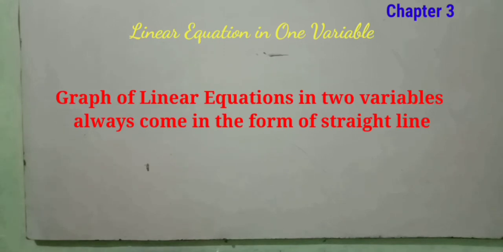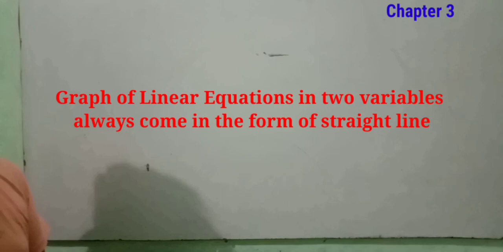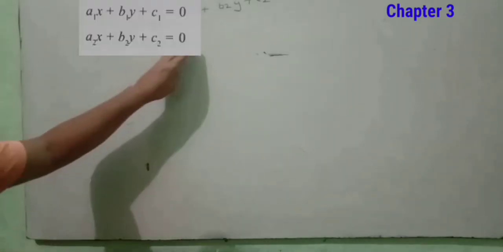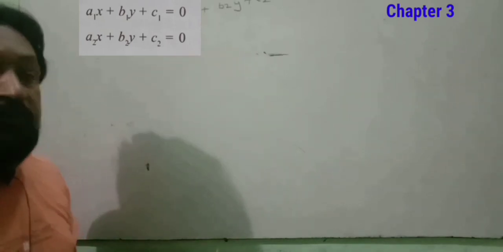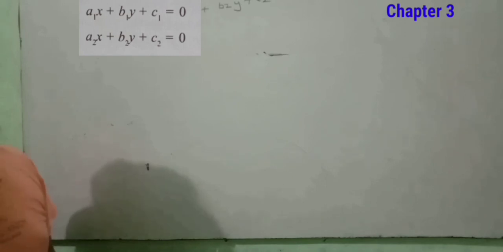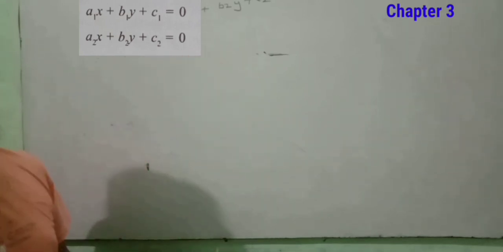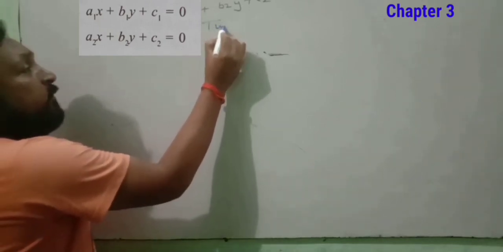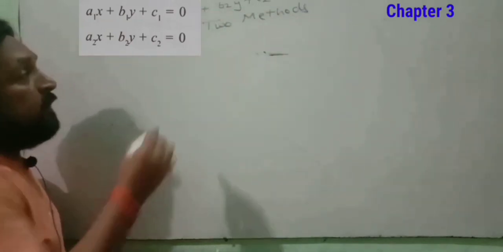Students, always keep in mind that whenever we draw the graph of a linear equation in two variables, it will always form a straight line. I have told you that whenever we make the graph of this equation, it will always come in the form of a straight line. Second, we have two methods for solving these pair of linear equations in two variables.